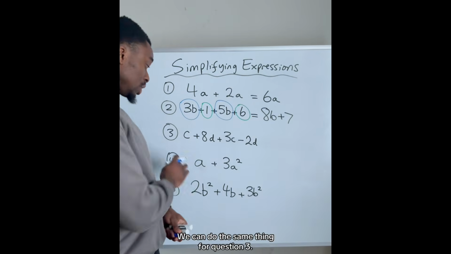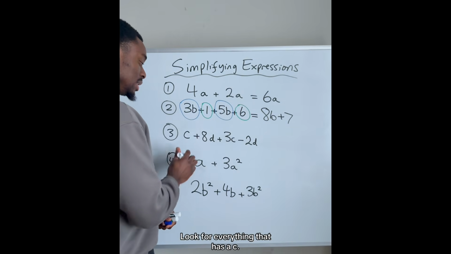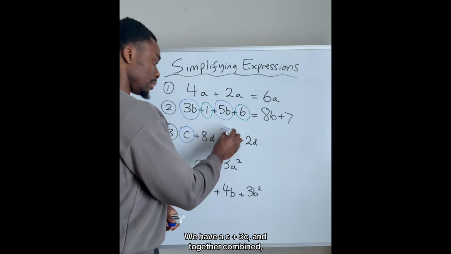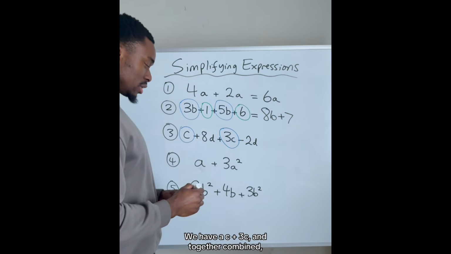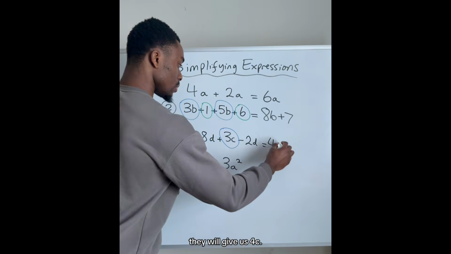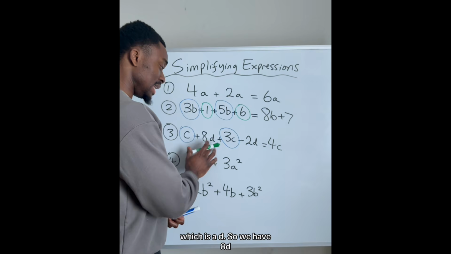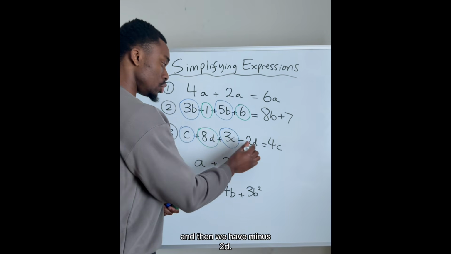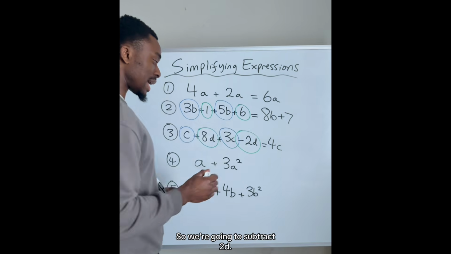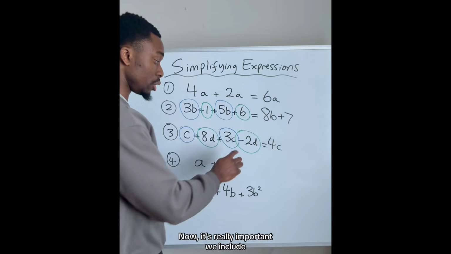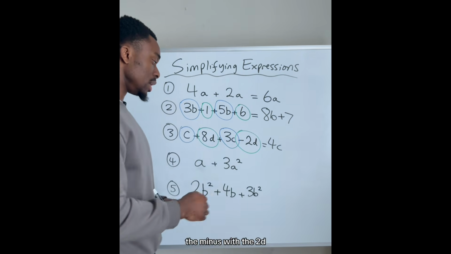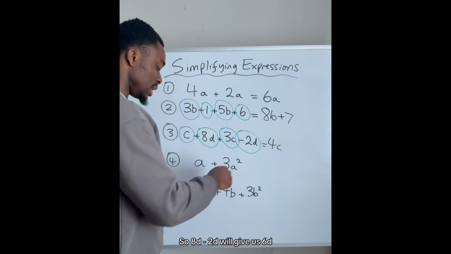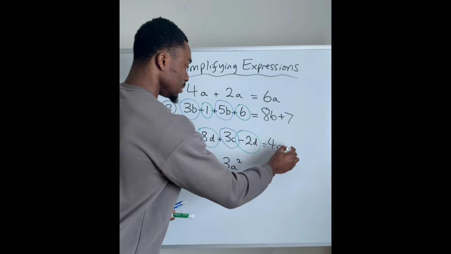We can do the same thing for question 3. Look for everything that has a c. We have c plus 3c. And together, combined, they will give us 4c. This time we have another letter, which is a d. So we have 8d, and then we have minus 2d. So we're going to subtract 2d. Now it's really important we include the minus with the 2d. So 8d take away 2d will give us 6d.